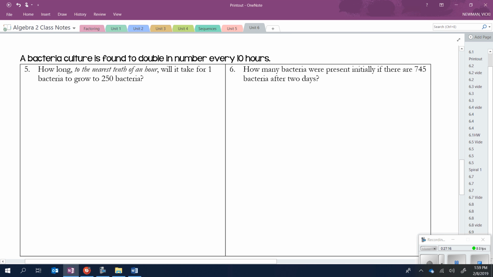All right, so now we have a bacteria culture that is found to double in number every 10 hours. What's this? Perfect in every way. This is the, and now I'm using air quotes, half-life formula, except it's not a half-life, it's a double life, right? So A equals P times 2 to the T over H. H is the time it takes it to double. So you want to make sure you have that H there.